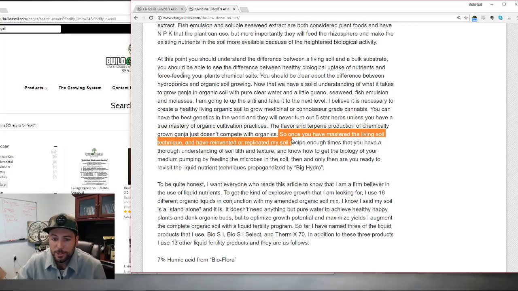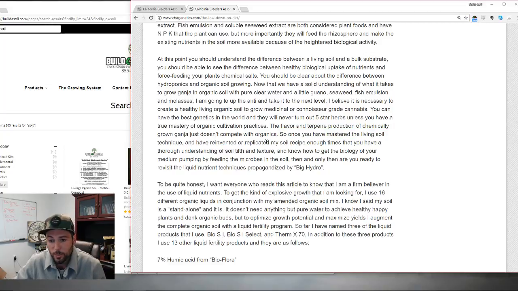So once you've mastered the living soil technique and you've reinvented or replicated my soil recipe enough times that you have a thorough understanding of soil tilth and texture, and you know how to get the biology of your medium pumping by feeding microbes, then and only then are you ready to revisit the liquid nutrient tech propagandized by Big Hydro, okay?